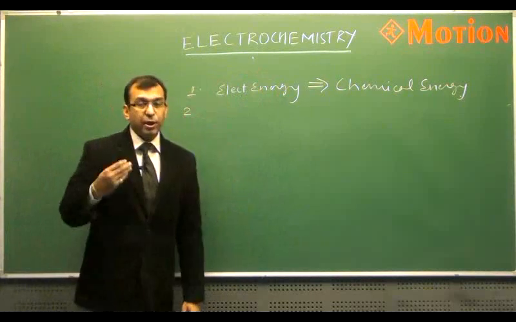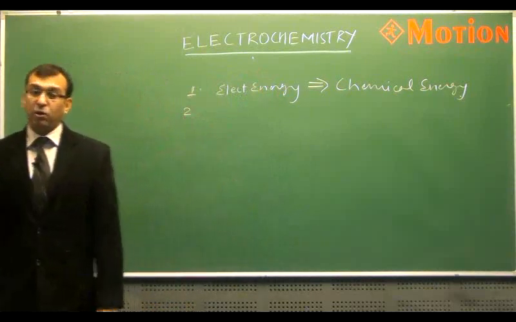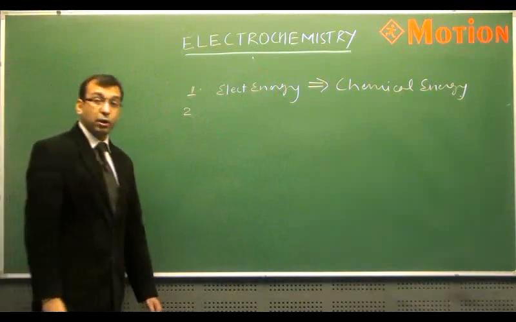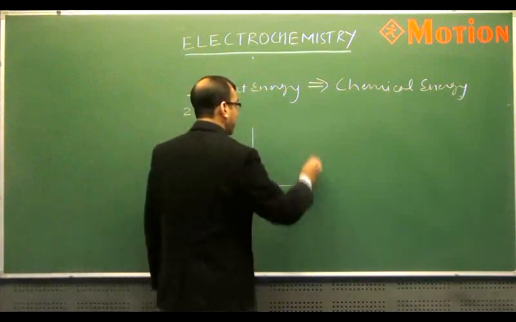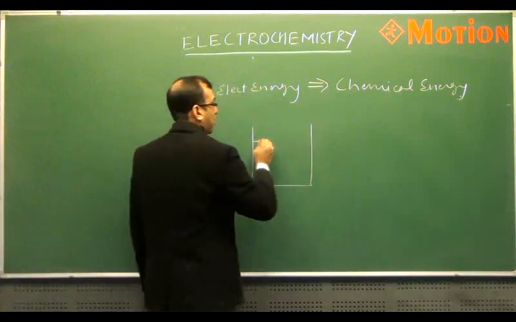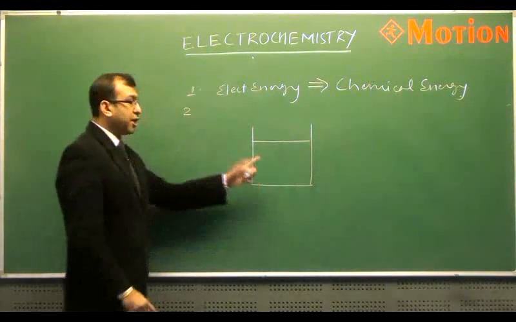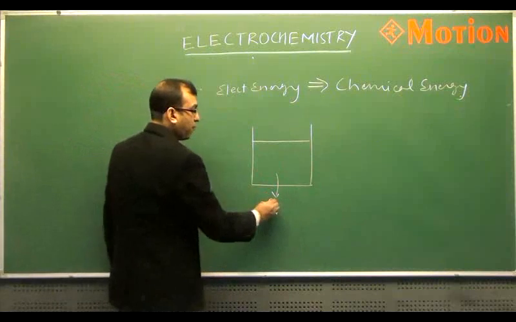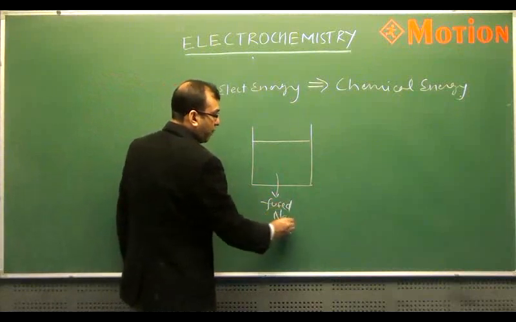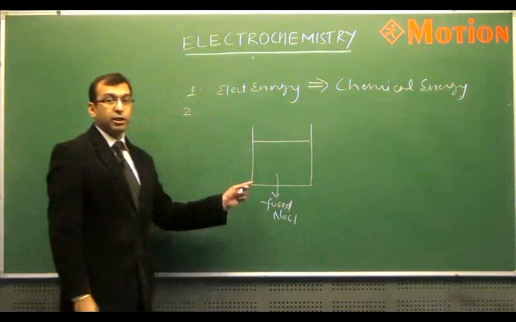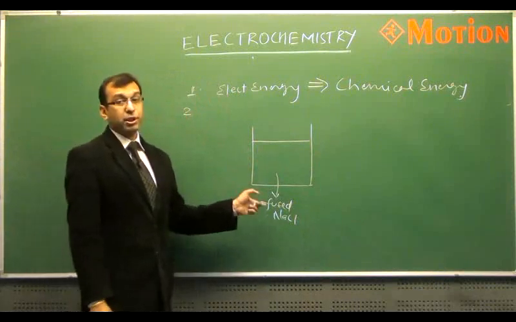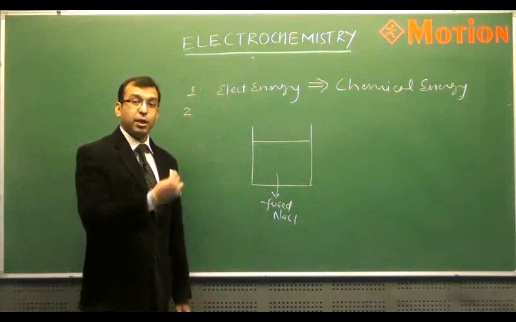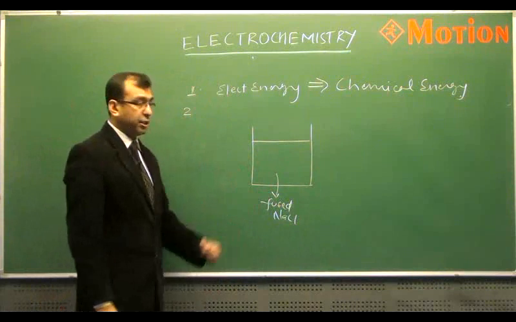How it exactly works, we can understand by taking the example of electrolysis of molten NaCl. I am taking the simplest example of an electrolytic cell, where in a beaker I have taken molten, fused NaCl. Why is fused NaCl required? Because in solid NaCl, we all know ionic compounds in the solid state are bad conductors of electricity. That's why molten NaCl is required, in which we can pass electricity.